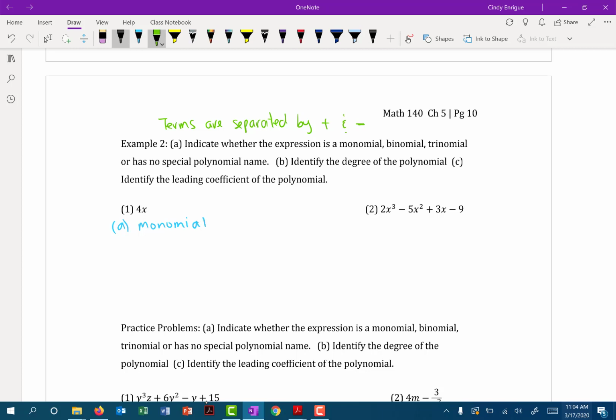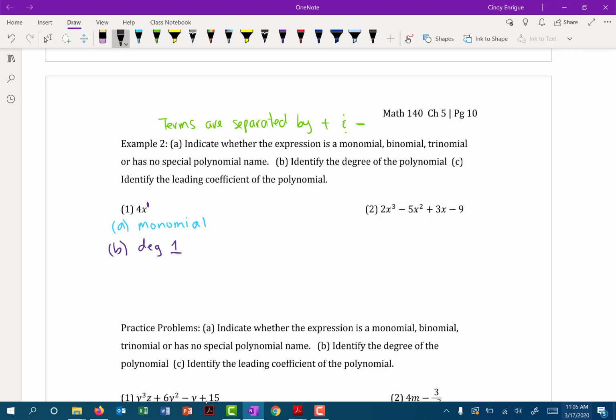For part B, the exponent here is really an invisible 1, so we're going to say that this is an exponent of 1, so my degree of the polynomial is 1. It's all about the exponent. That's going to be our degree.